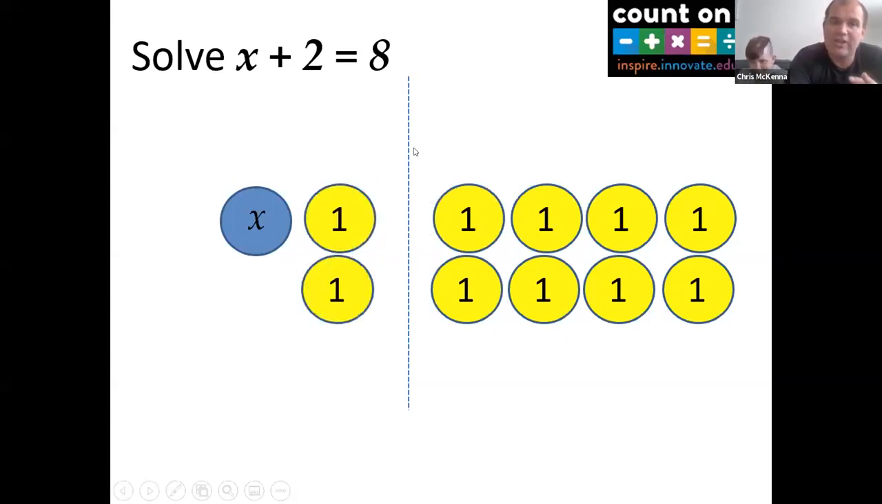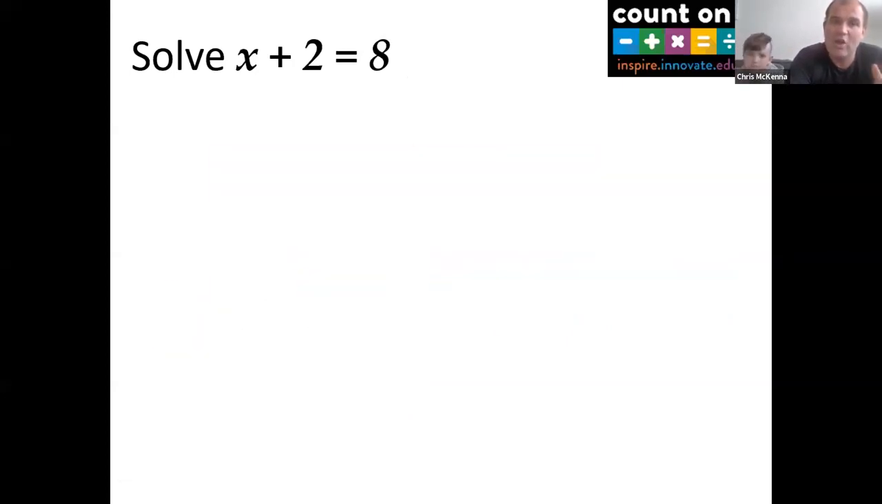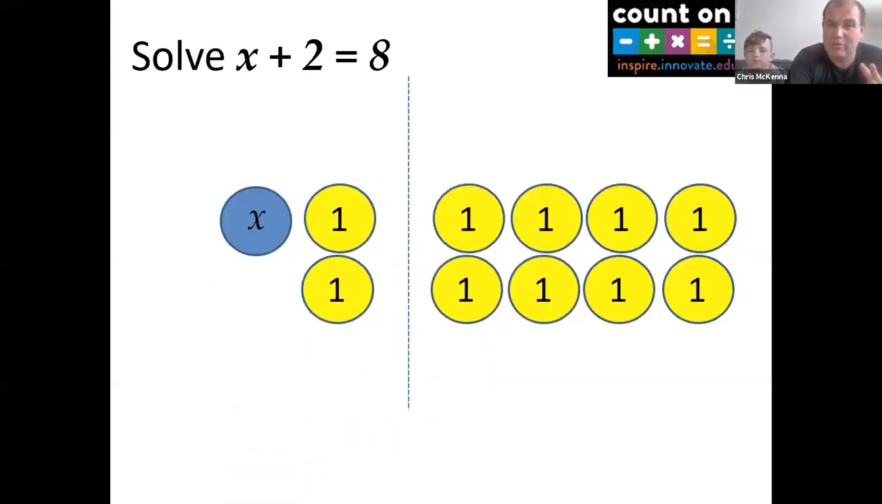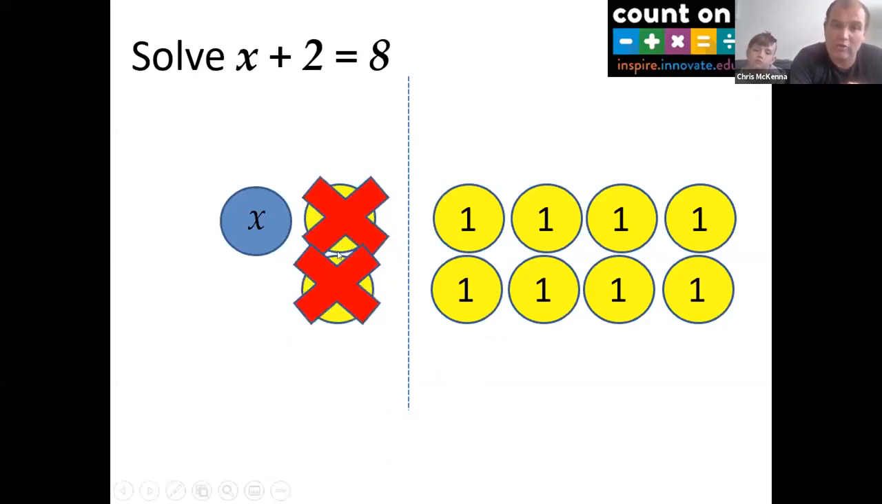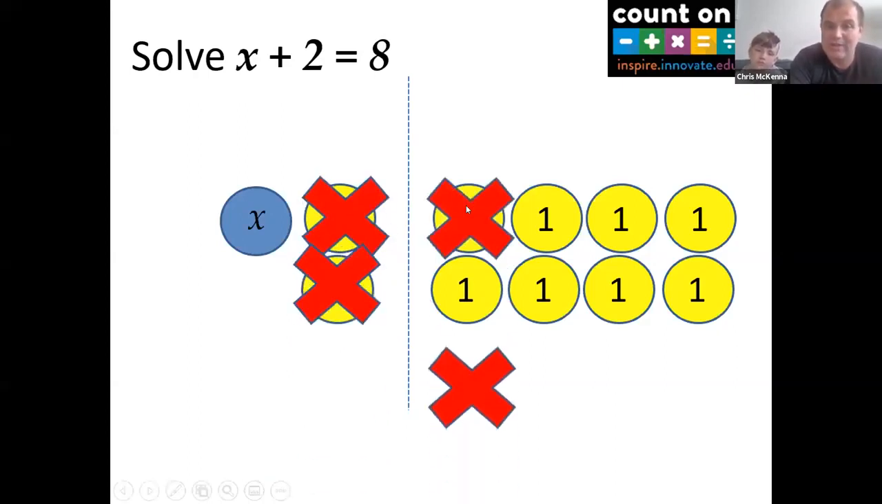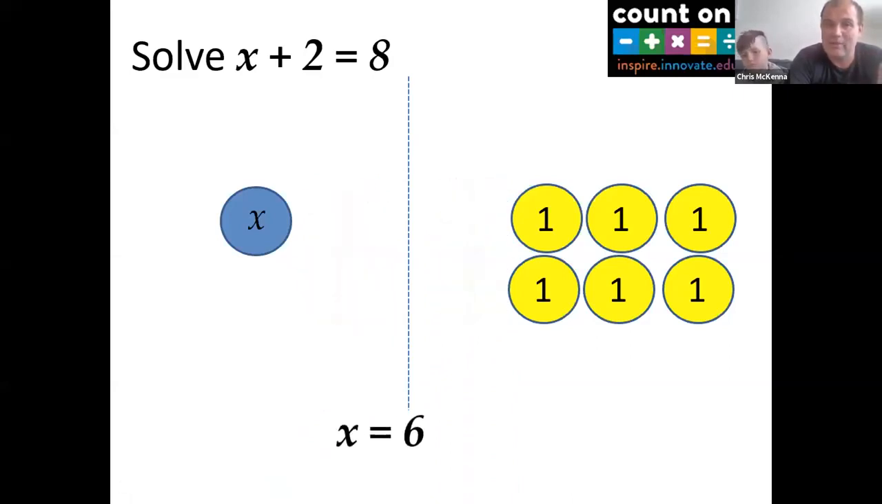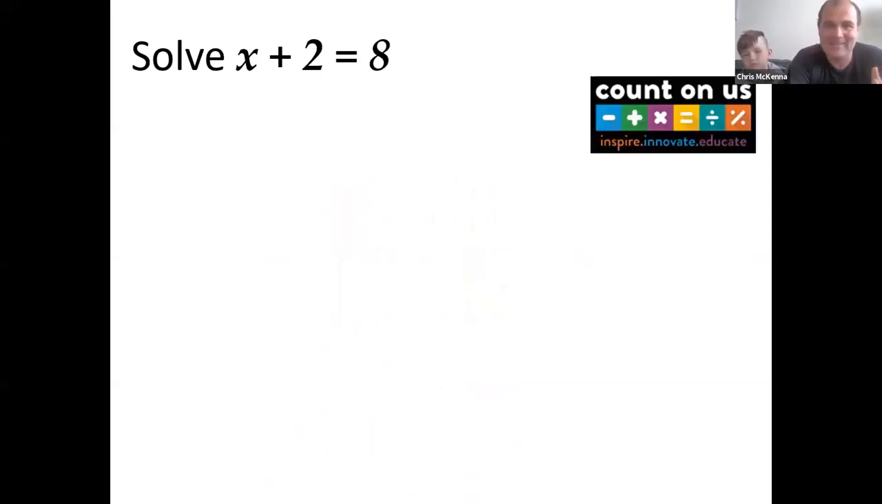Rather than just thinking of what's the missing number over here, we can actually use counters to model out an algebraic equation. So we count out our x plus 2, we count out our 8, we cancel, or we say, right, well, I don't want these 2 1s here, so I cross it out and cross it out. Because I crossed out 2 from this side, I need to cross out 2 from that side, and we get x equals 8. Or sorry, x equals 6.